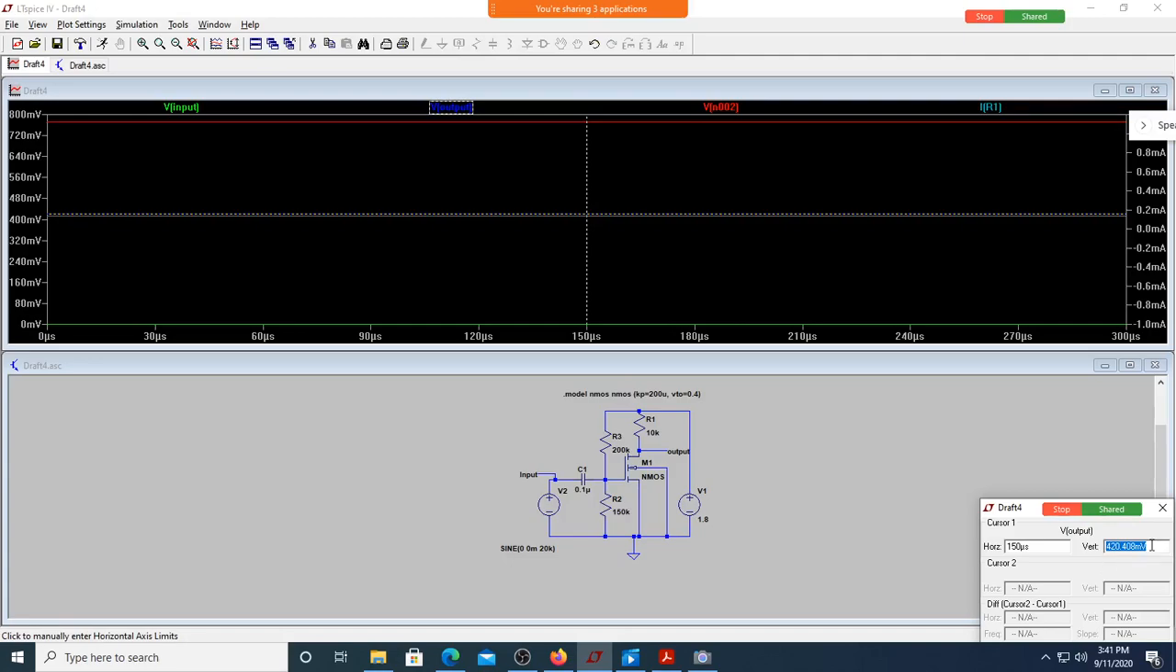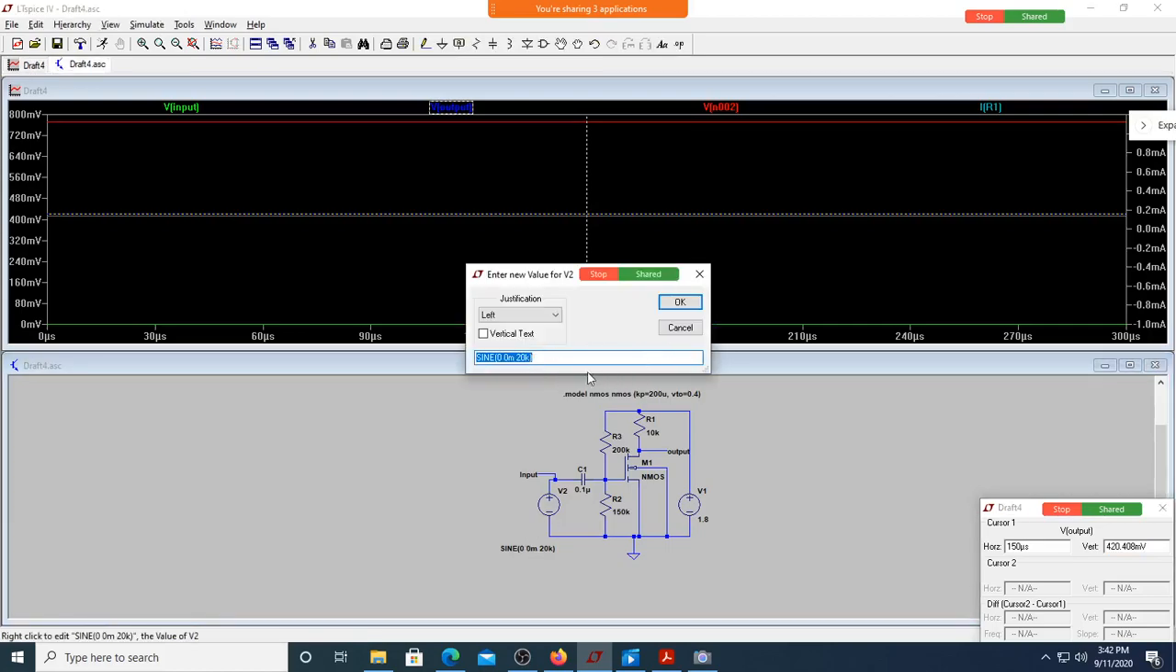Where are you getting this? V output is the voltage at this point, at the drain. Now what I'll do is I will make this maybe 10 millivolt and then run.